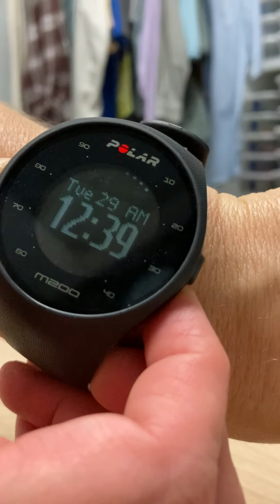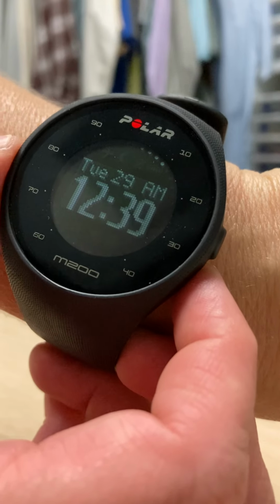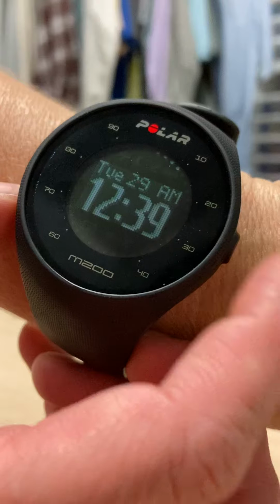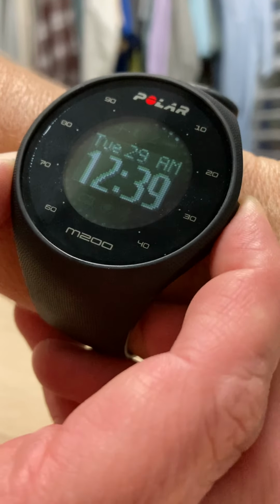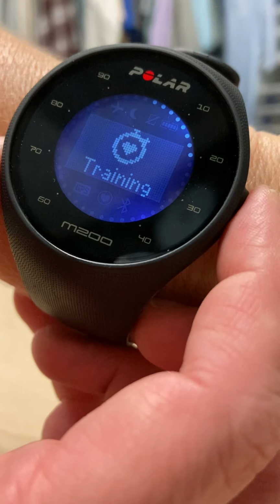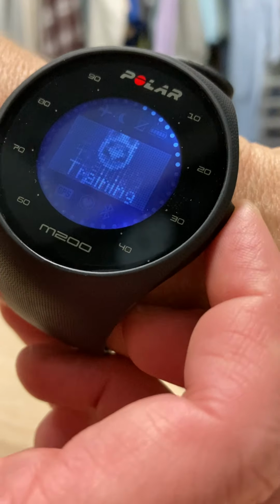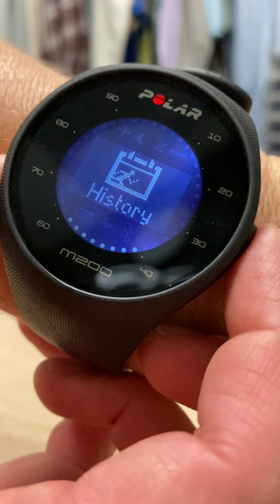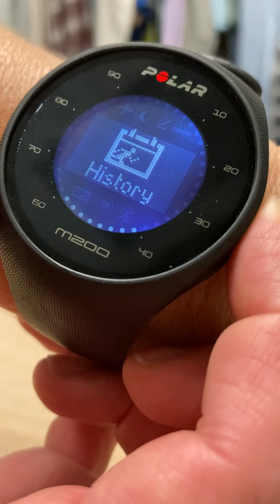Okay, so now we're going to take a look at how you find the history of the activity that you did. So again, to go scrolling through the menu, you're going to push the right button with short pushes. So the first one is training. That's what we did in the last video when you set up your training session. The next one is activity. And then the next one is history. That's what we want. So we're going to push and hold.